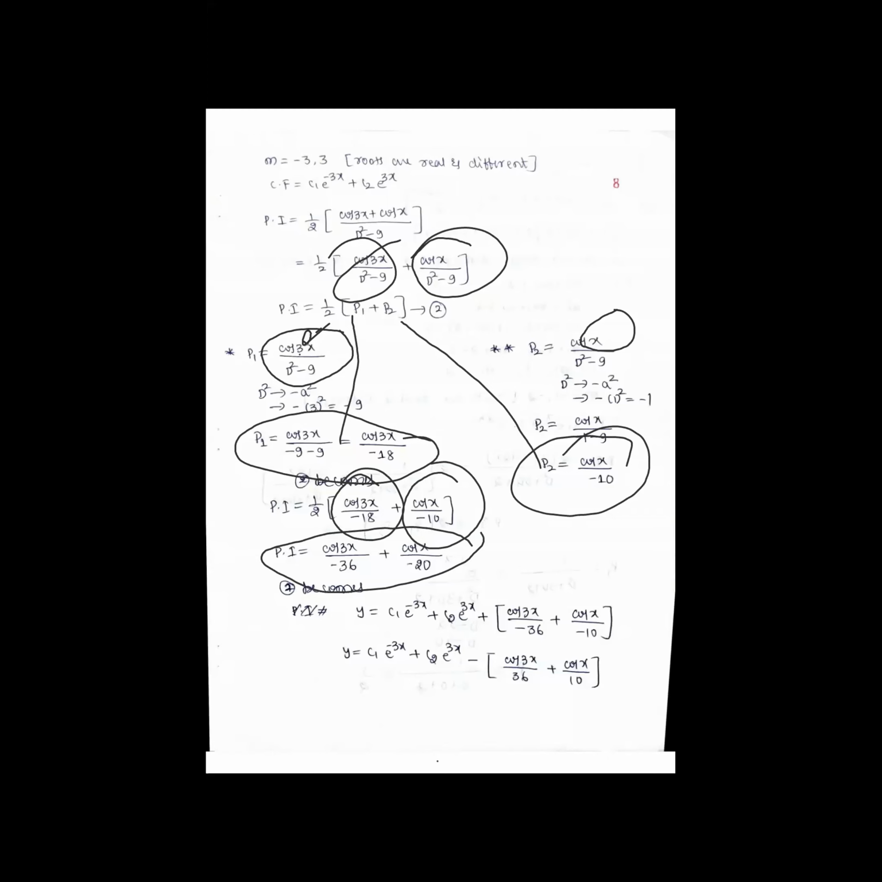Okay. So next, write it together, complementary function and particular integral. So y is equal to c1 e raised to minus 3x plus c2 e raised to 3x, which is your complementary function. This is your particular integral. As the minus sign is common in the denominator, I'm taking the minus sign common. That's it. I'm writing here. This answer is also fine. This answer is also fine.